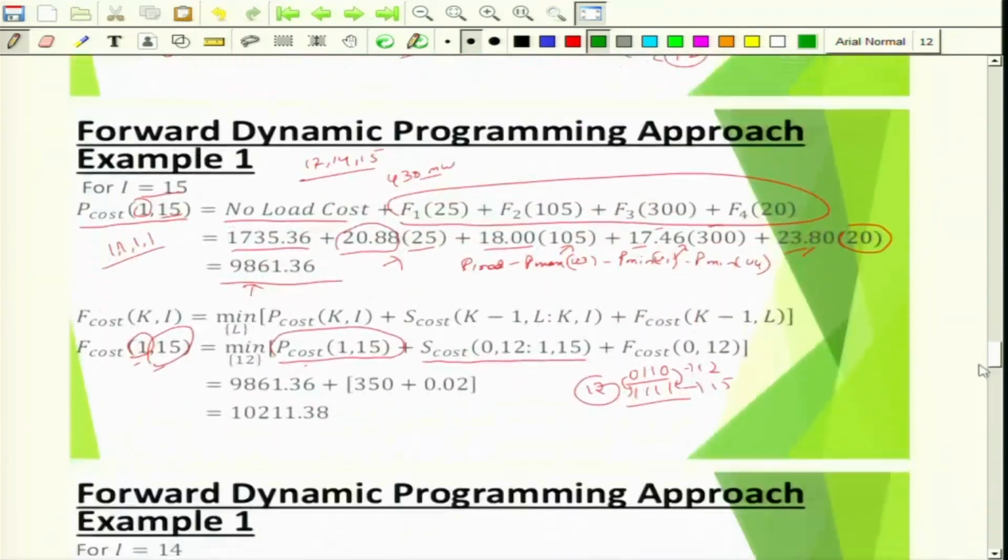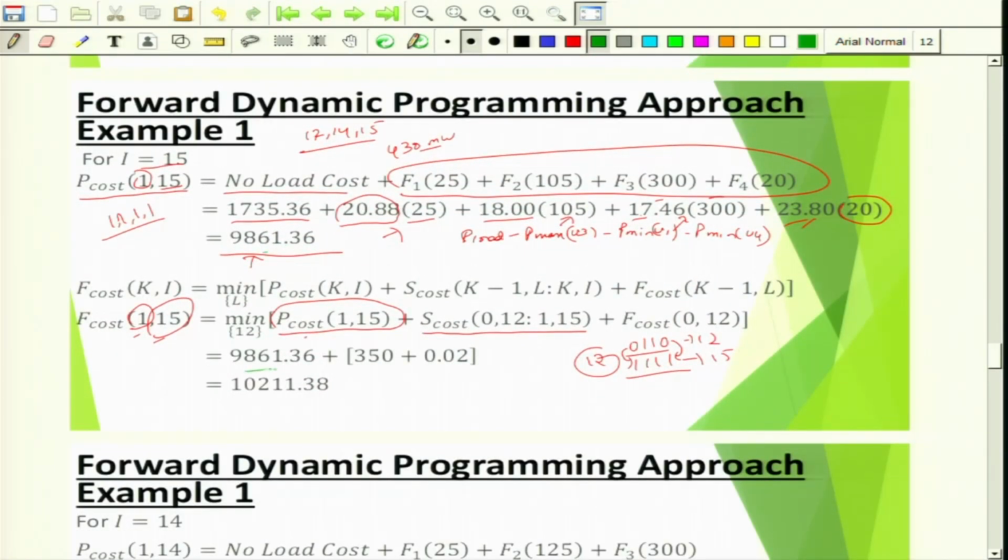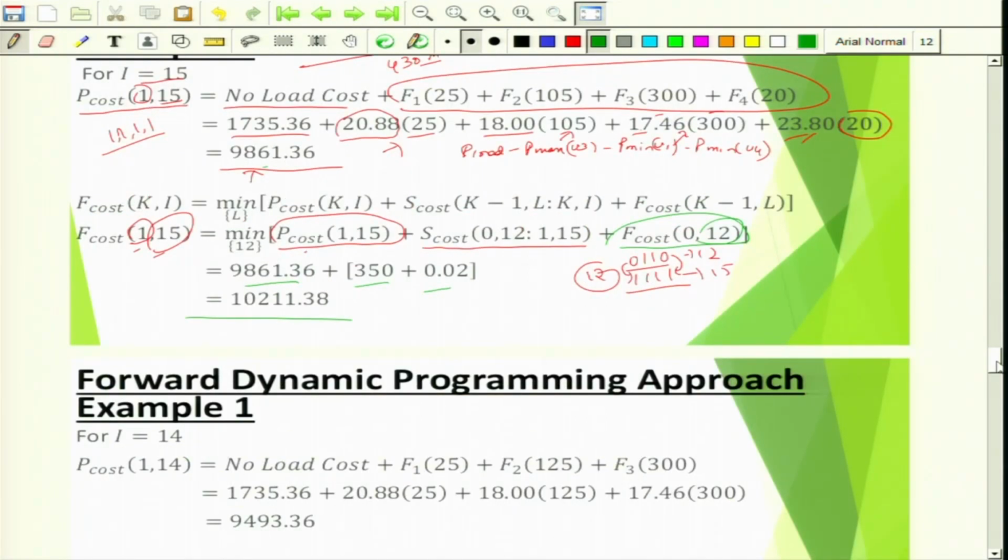Now you need to add them here. 9861.36 plus 350 plus 0.02, and there is a fuel cost involved in the 0th interval for this state 12, but that value is not considered because that has not been given. So this is the total fuel cost that you obtain to operate combination 15 at the first interval to meet the load demand of 450 megawatt, right? And this is not the only combination which is feasible. This is one of the feasible options.